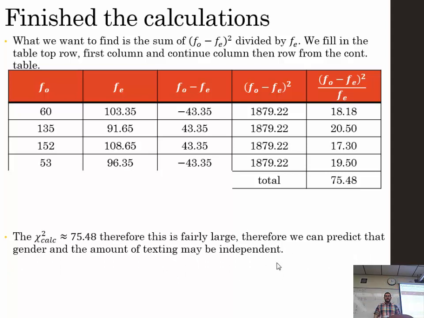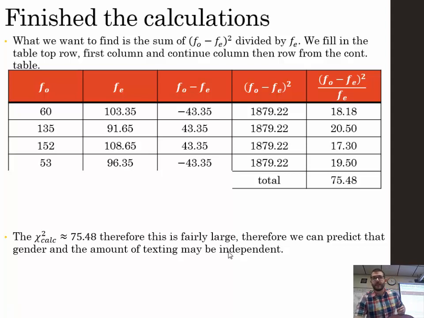75.48 is considered a very large calculation. Therefore, we can predict, keyword predict, or we can estimate, that gender and the amount of texting may be dependent, not independent. May be dependent.